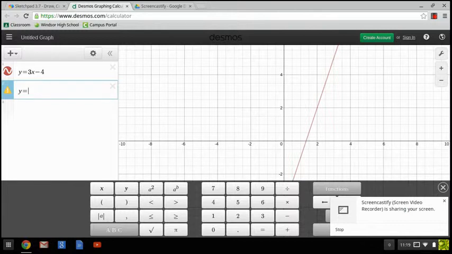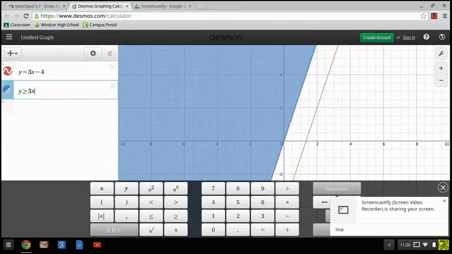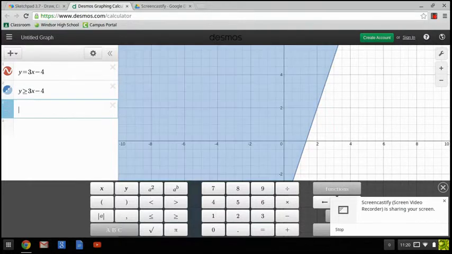So the inequality, if it has a bar underneath, that means it's not a dotted line. It's a solid line, and it'll shade it for you, but you shade it based on what it is. So if y is greater than the equation, then it'll go above the line. If it's less than, it'll go below it, and that's what it should look like.